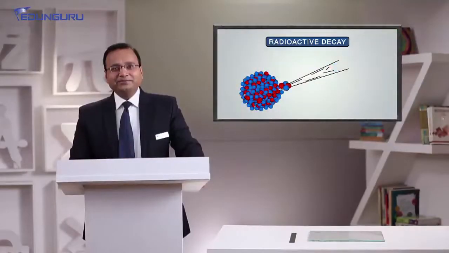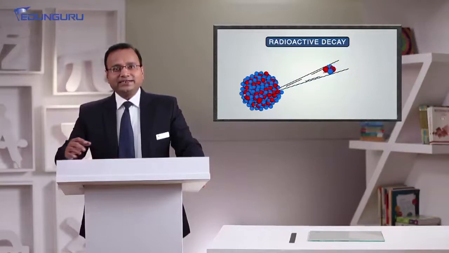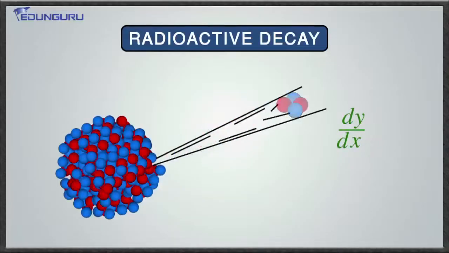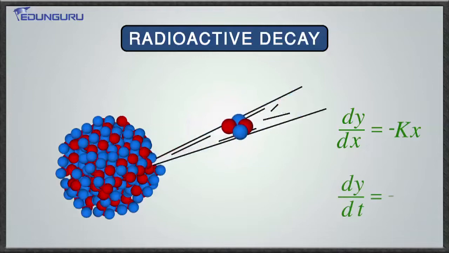You must have studied radioactive decay in your chemistry classes. When you discuss radioactive decay, you say that dy/dx, or the rate of change of a certain quantity, is equal to minus kx. This is called radioactive decay. Or dy/dt is equal to minus k times t. So students, some phenomena occur in nature and they are discussed starting with a differential equation.